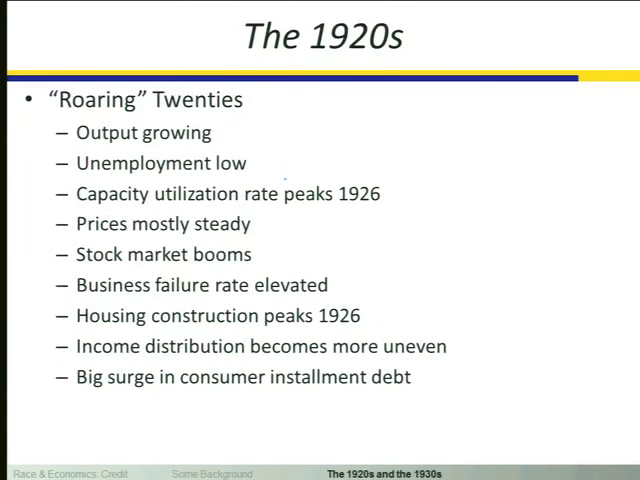So output in the 1920s. Great decade. A couple of little baby dips, nothing to worry about. Great decade. Output was growing. Unemployment was low. Capacity utilization was high. Prices were steady. The stock market was booming. Businesses were failing. Kind of a problem.